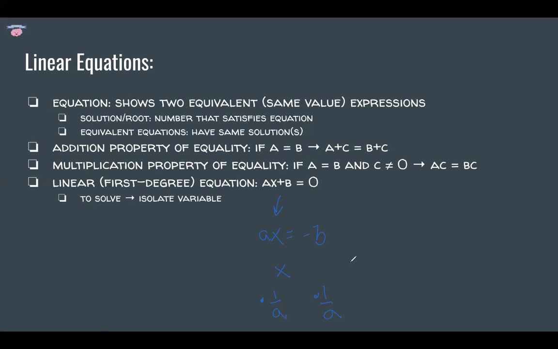And if you do this, if you multiply both sides by 1 over a, you get x is equal to negative b over a. And if you ever come across an equation like this, this is the solution. If you want to write this down, you can, or you can just go through the steps and solve it.